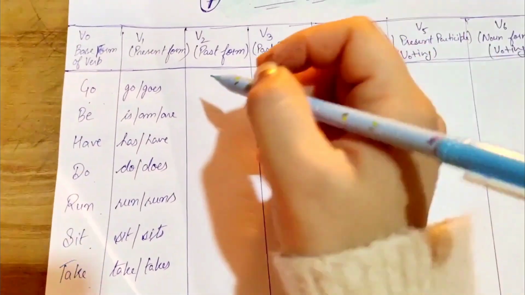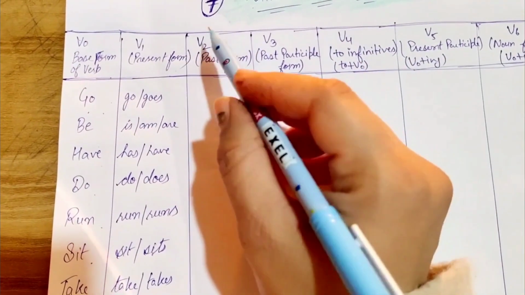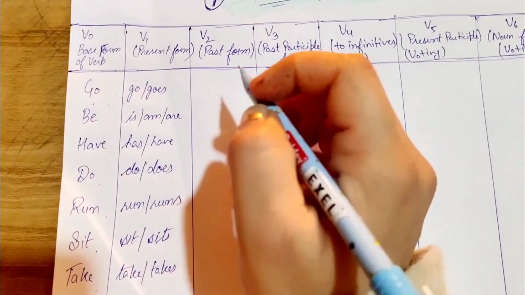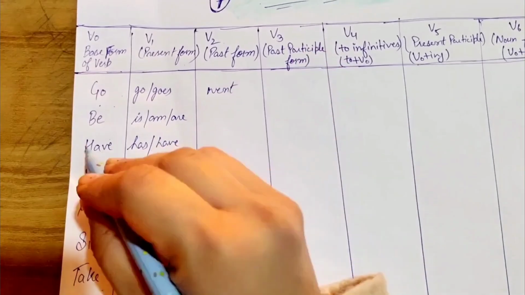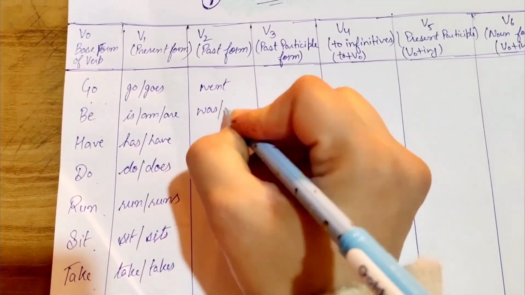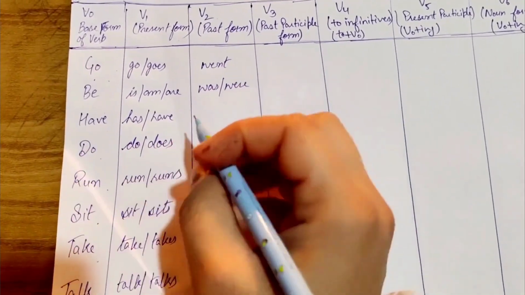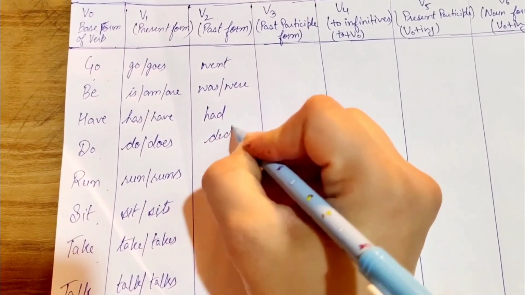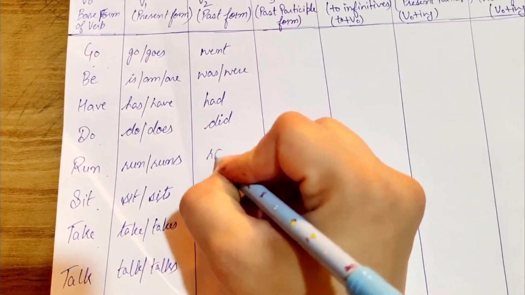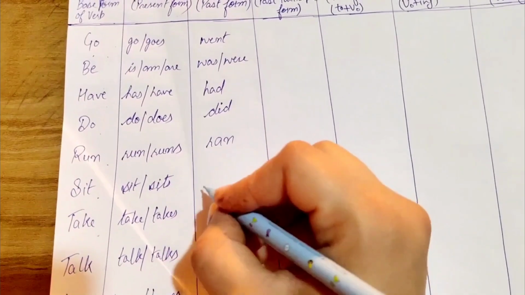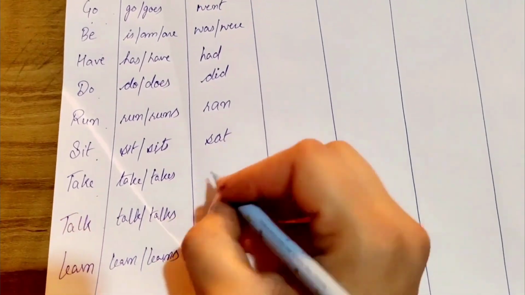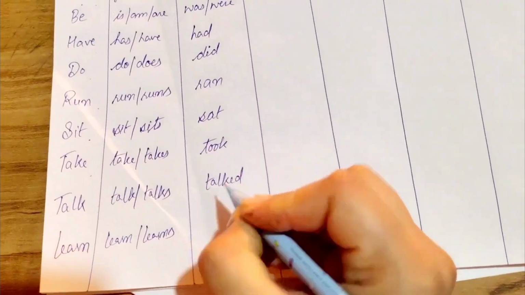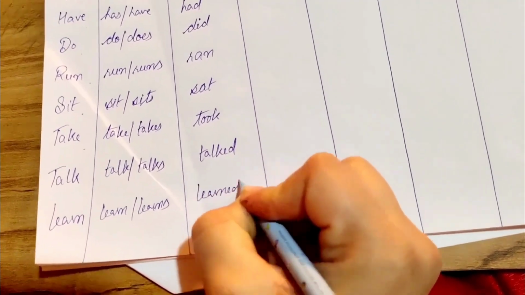Then we will learn V2, verb second form, which is past form of verb. So from go, it becomes went. Then from be, it becomes was or were. From have, it becomes had. From do, it becomes did. Run turns into ran. Sit converts into sat. Take, took. Talk, talked. Learn, learned or learnt. Both work.